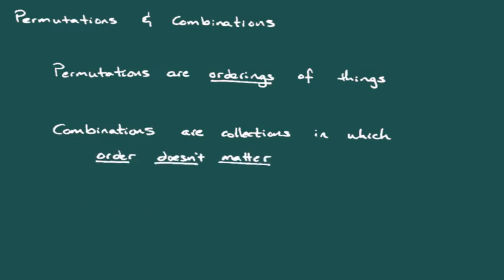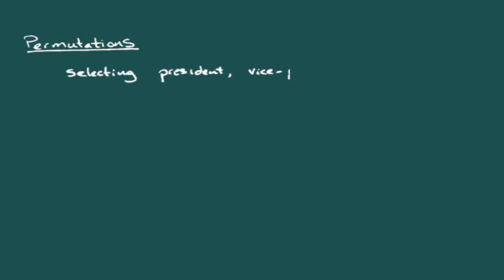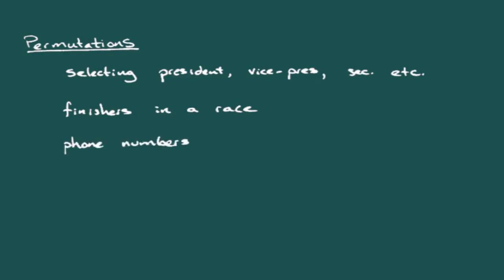So some examples of permutations might be whenever a group is trying to select a president, a vice president, and a secretary or something like that. Another example might be when we're talking about finishers in a particular race, or when we're talking about phone numbers. So the order of the digits in a phone number definitely matters.